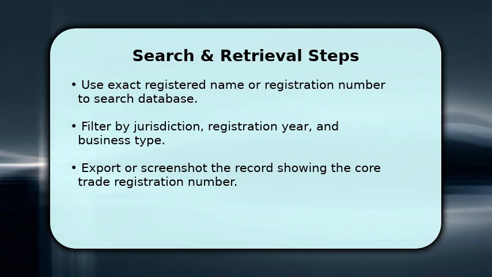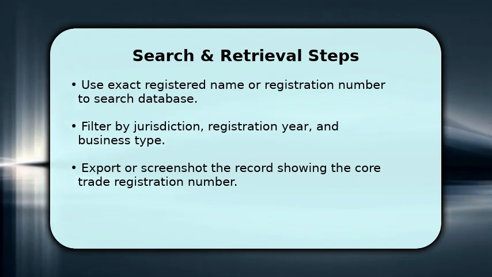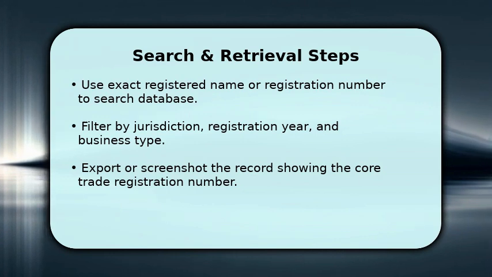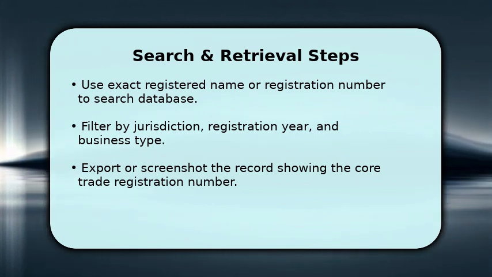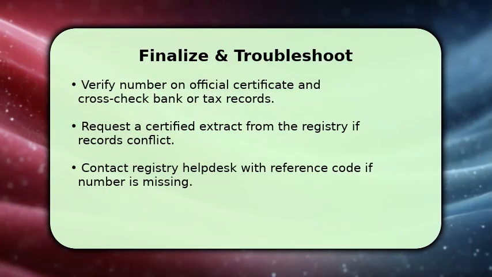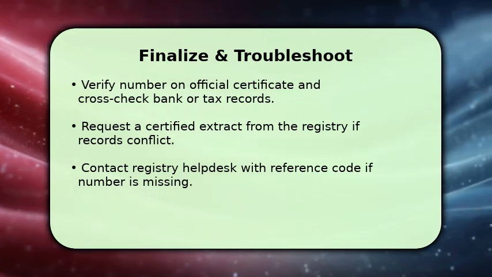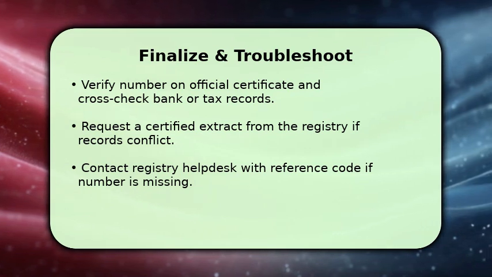Export the record as PDF or take a clear screenshot so you have a verifiable copy. If multiple entries appear, compare addresses and incorporation dates to pick the right one. Finish by confirming the core trade registration number against your official certificate, bank registrations, or tax filings. Consistency matters for contracts and compliance.